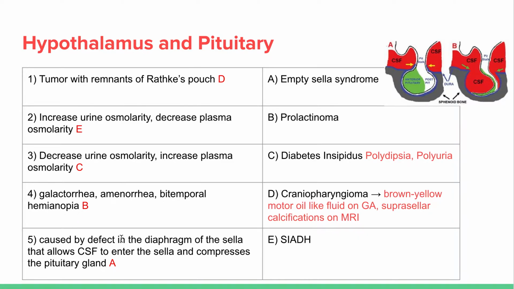Number 5, caused by a defect in the diaphragm of the sella that allows CSF to enter the sella and compress the pituitary gland. This is our empty sella syndrome, and you can see here the CSF, which is red, it can actually get into the sella turcica because there might be some damage to the diaphragm, and it can really enter in here and push on the pituitary, causing hypopituitarism.